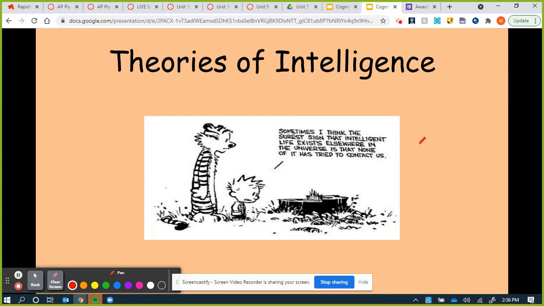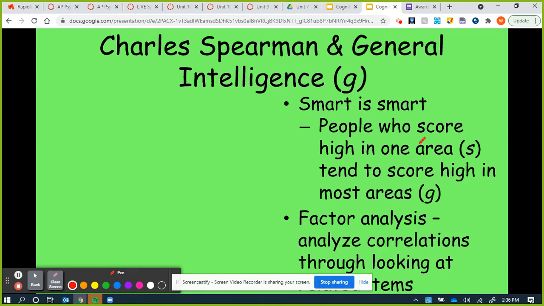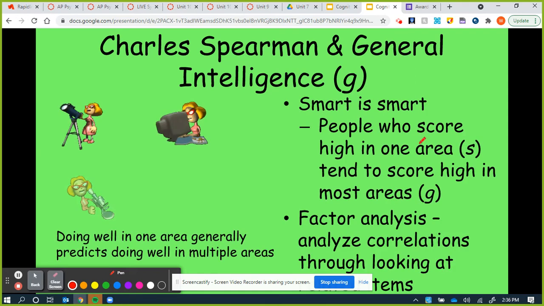There are 4, 3. All right, the first theory from the I don't know when this was, 1930s maybe, 1940s, is and make sure you know the names associated with these theories. First one is Charles Spearman's theory of general intelligence, or what he called G. Basically, what this theory says is that people that are smart, that smart is smart and dumb is dumb.